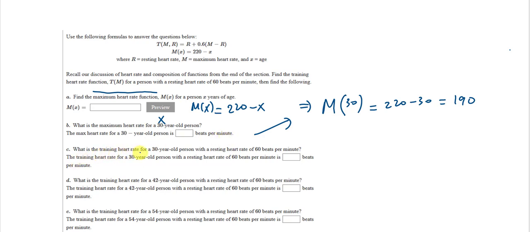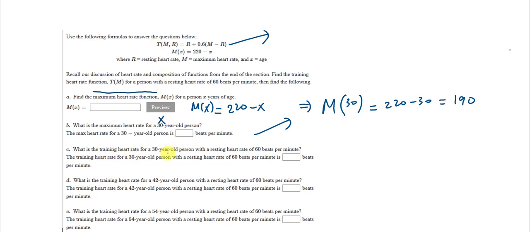Now what is the training heart rate for a 30 years old person with a resting heart rate of 60 beats per minute? Okay, so now you are looking for the training heart rate. This is the formula for the training heart rate. This is the maximum heart rate, the m. T stands for the training heart rate. So we are looking for the training heart rate, which is the T.